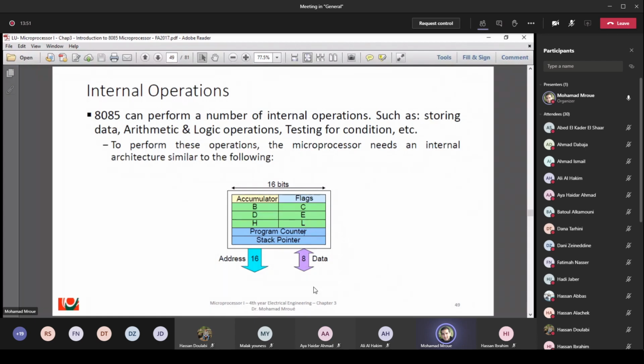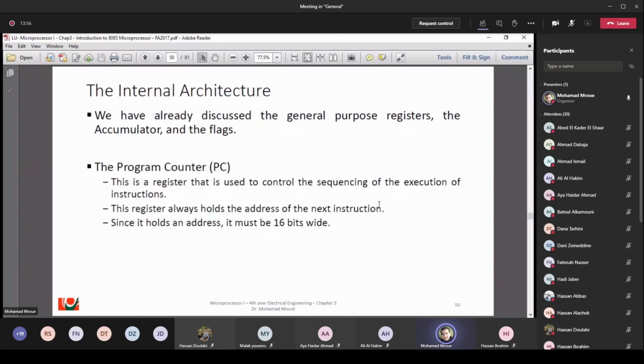So now the internal architecture. We have already discussed the general purpose registers, the accumulator and the flags. The program counter is a register used to control the sequencing of the execution of instructions. This register always holds the address of the next instruction. Since it holds an address, it must be 16 bits wide. We know that in the 8085 microprocessor the address bus is 16 bits wide.